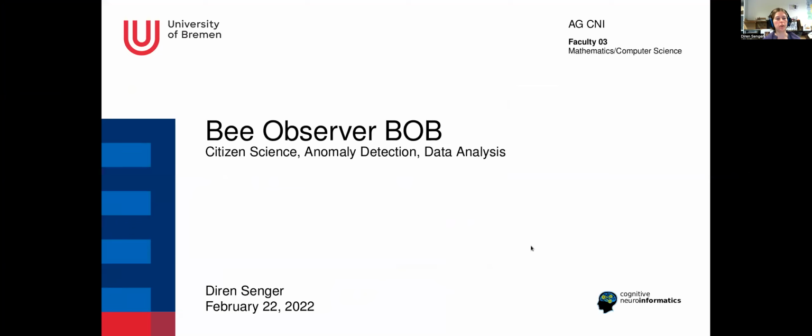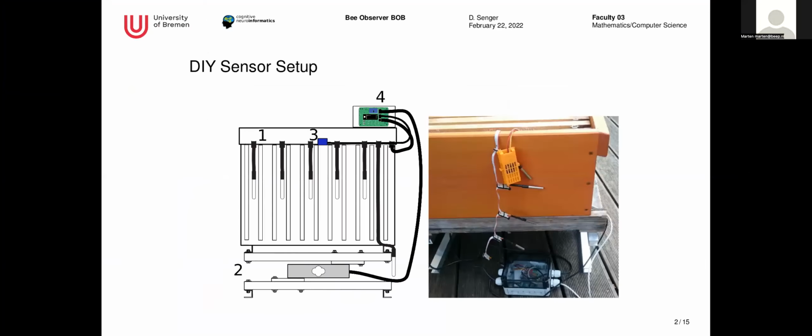I'm going to tell you a bit about the Bee Observer project and about our current state of the data analysis. Within the Bee Observer project, we also have a sensor set up for bee colonies, and it's DIY. Everybody should be able to use our manuals without any special skills to build it themselves. We have 5 temperature sensors within the hive and 1 temperature sensor outside of the hive, and a humidity and pressure sensor, and also a scale.